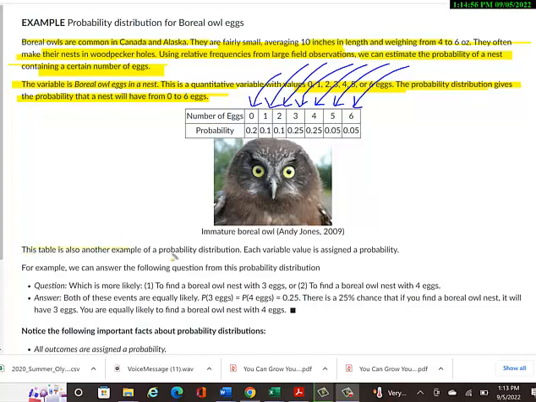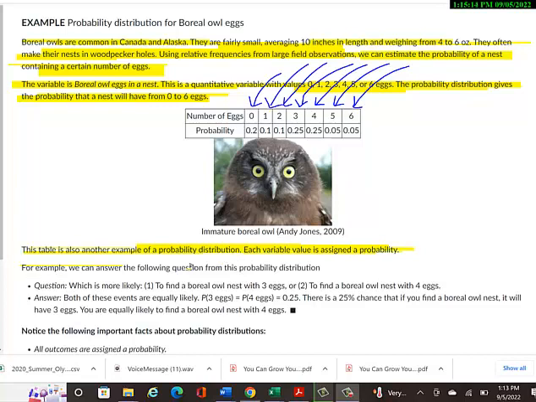This table is also another example of a probability distribution, because it shows the probability of all outcomes all at once. There have only been 0 through 6 eggs in a nest. This shows the probability of all of them. So they call it a distribution because it covers all the possibilities, I guess. Each variable value is assigned a probability.